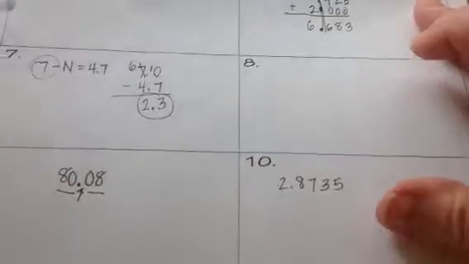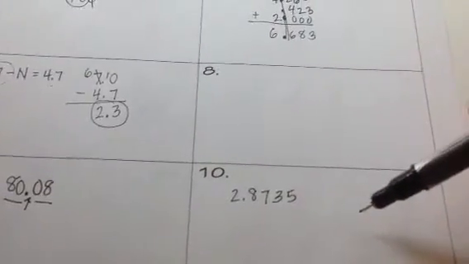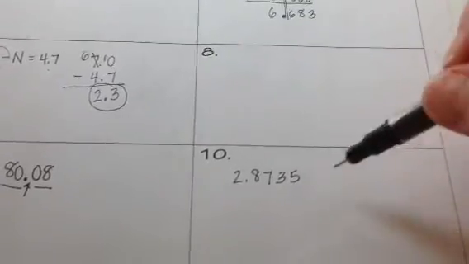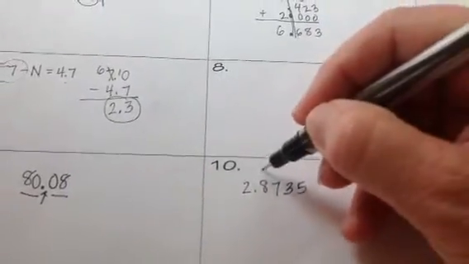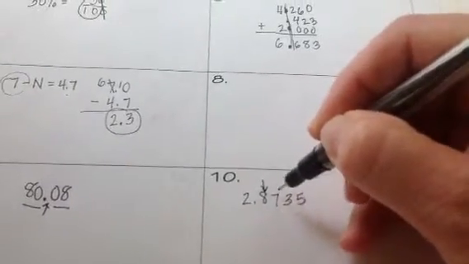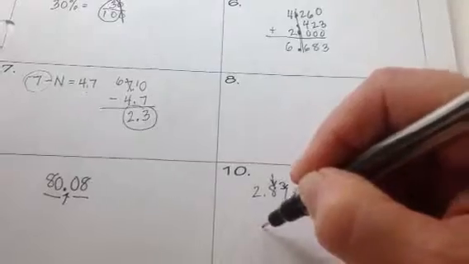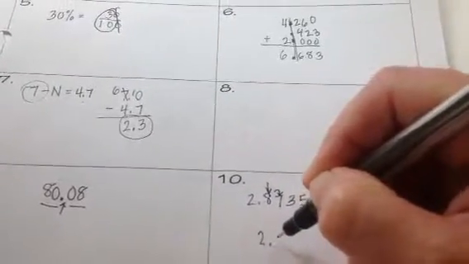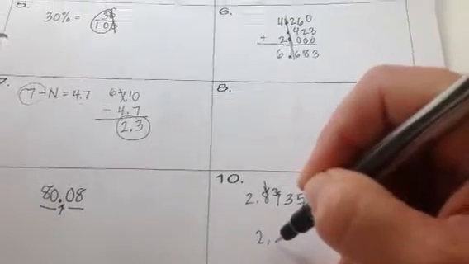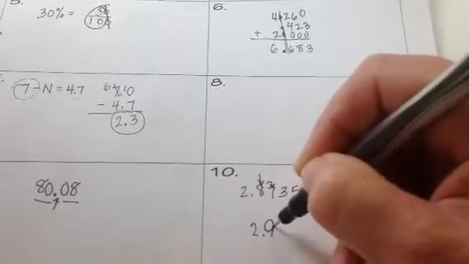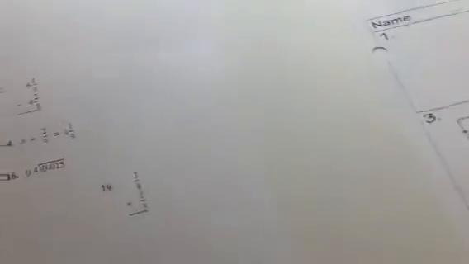Easy peasy. This one, it simply asks on the test to round this to the nearest tenth. So all we have to know is, where is my tenth? Well, the 8 is my tenth. Now I have to round, so I have to look to my neighbor. And is 7 5 or more? Well, yes it is. So what happens to the 8? It rounds up to a 9. So 2.9 would be that answer.